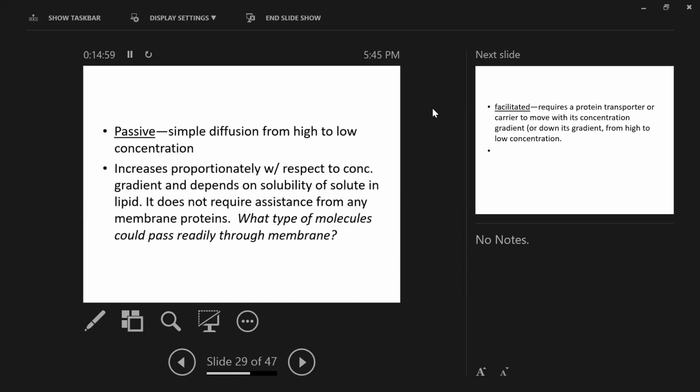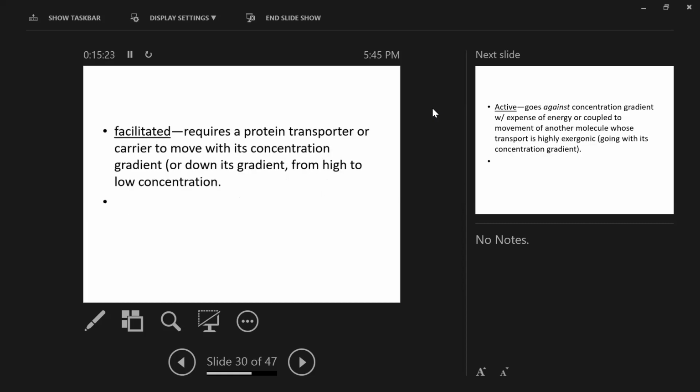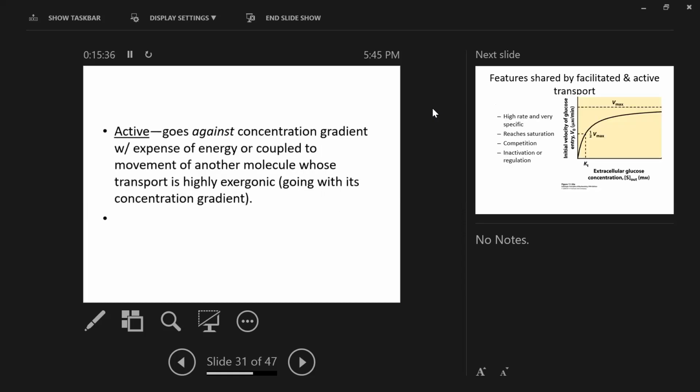But again, I'm still defining passive. Passive diffusion, again, no energy, no protein transporter, but it does increase as you increase the concentration. Okay. But again, it's going to have to be nonpolar or hydrophobic molecules that are small that would not need a transporter at all to cross the membrane. Okay, and then facilitated again requires a protein transporter, but again, all molecules are going from high to low concentration, but they're not lipid-like and they're not usually too small. And then active goes against its gradient.